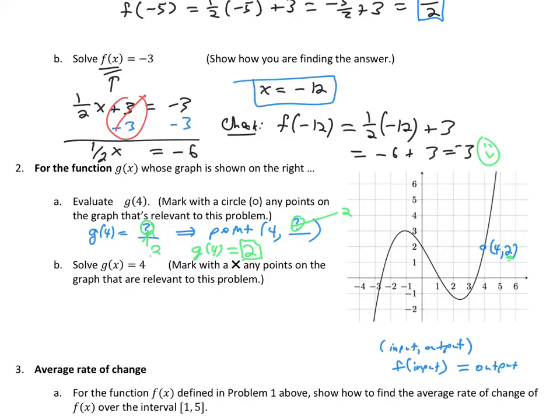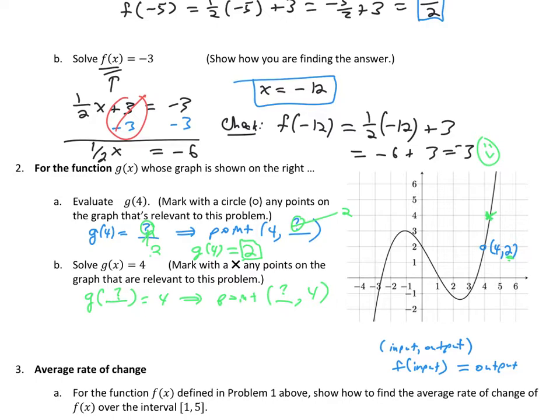Same thing happens for this one. If I have g of a mystery number equals 4, that means I'm looking for on the graph a point that has first coordinate unknown and the second coordinate 4. So I can go searching for that, looking for a point whose second coordinate is 4. It would be right here. So a point right here, mark it with an X, is a point on the graph whose second coordinate is 4.